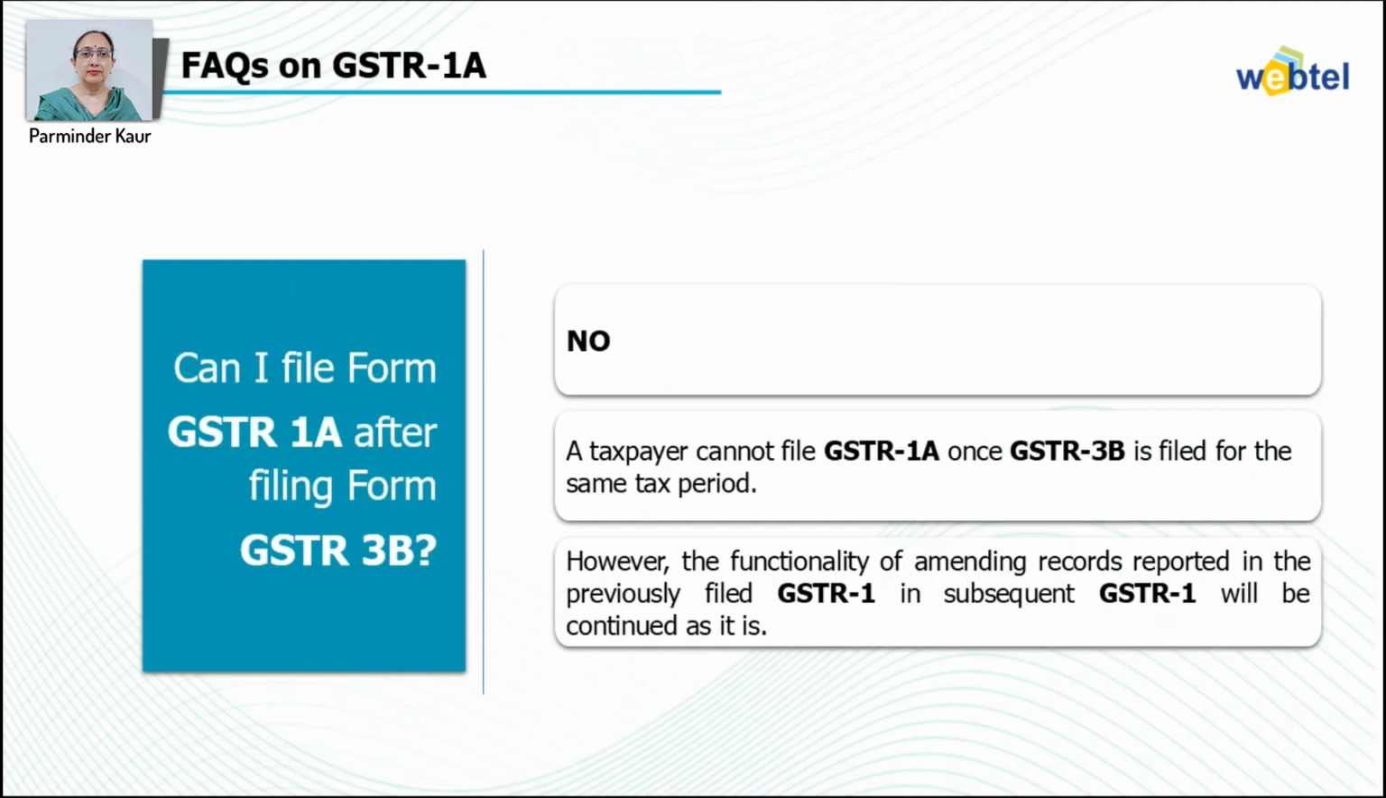Can I file form GSTR 1A after filing form GSTR 3B? No, a taxpayer cannot file 1A once 3B is filed for the same tax period. However, the functionality of amending records reported in the previously filed GSTR 1 in a subsequent GSTR 1 will continue as it is.